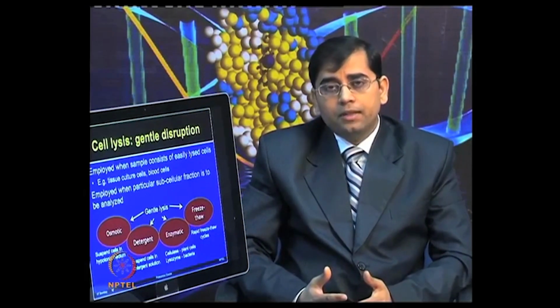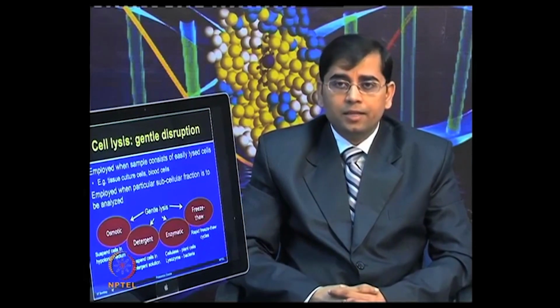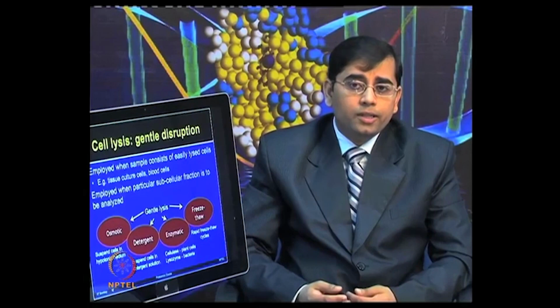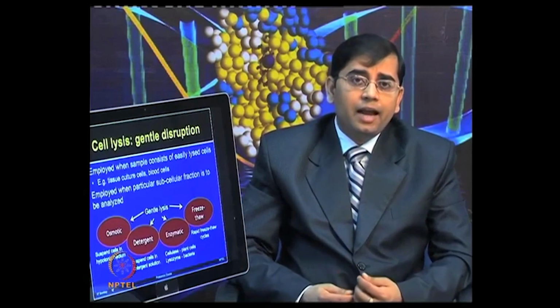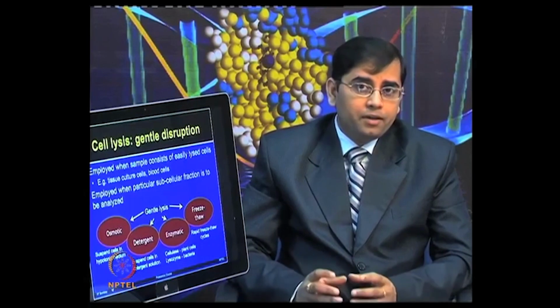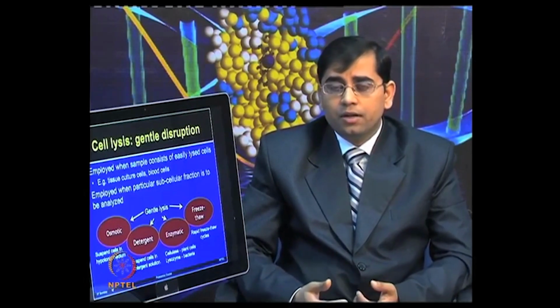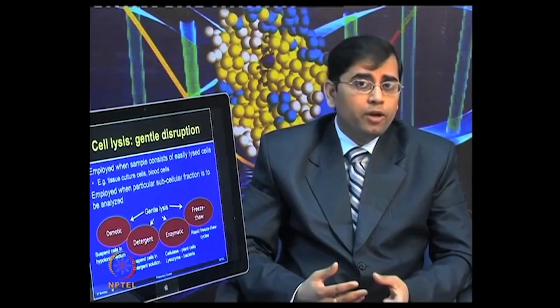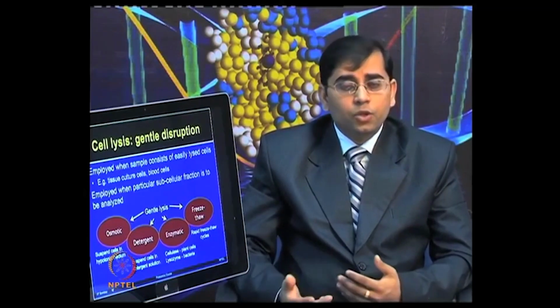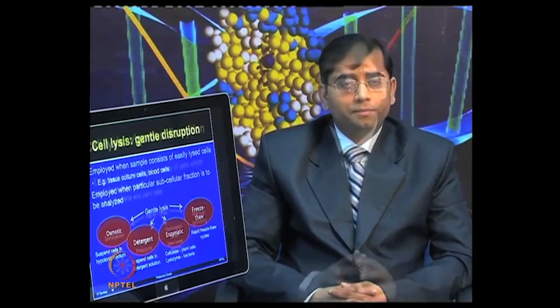Freeze thaw is one of the very commonly used methods for gentle disruption, which involves rapid freezing and thawing cycles. You need to cool your sample to a very cold condition, for example, in liquid nitrogen, and then immediately put it in boiling water. While doing this rapid freezing and thawing, the cells will break open.